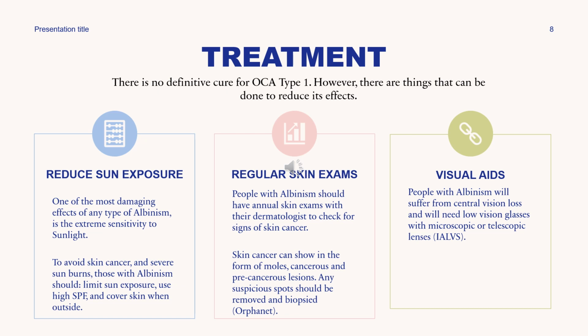The second way to reduce symptoms is to get regular skin exams. People with albinism should have an annual skin exam with their dermatologist to check for signs of skin cancer. Skin cancer can show in the form of moles, cancers, and precancerous lesions. Any suspicious spots should be removed and biopsied. The third is to use visual aids to help with vision loss caused by OCA type 2. People with albinism will suffer from central vision loss and will need low vision glasses with microscopic or telescopic lenses.